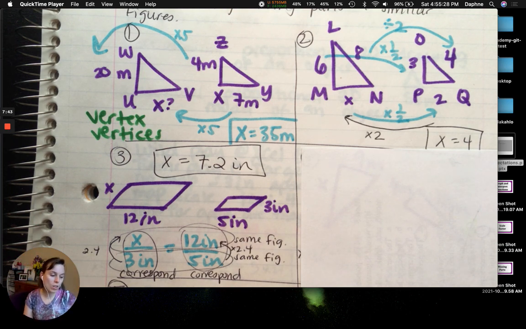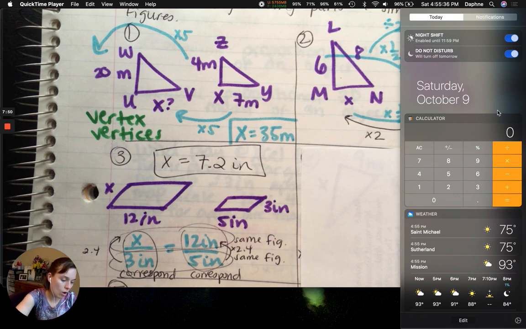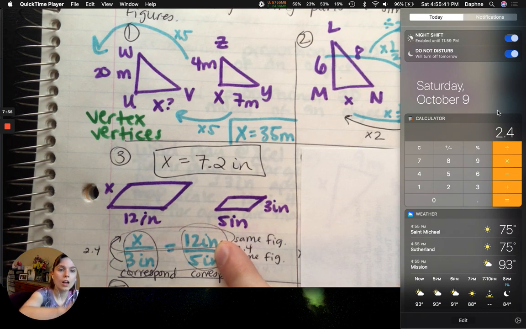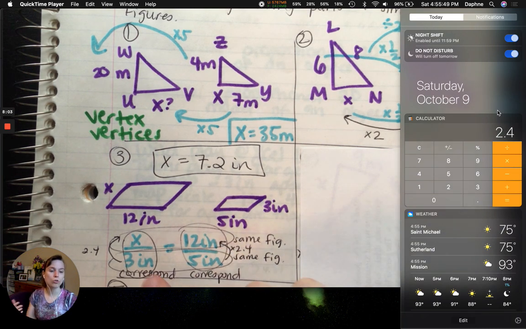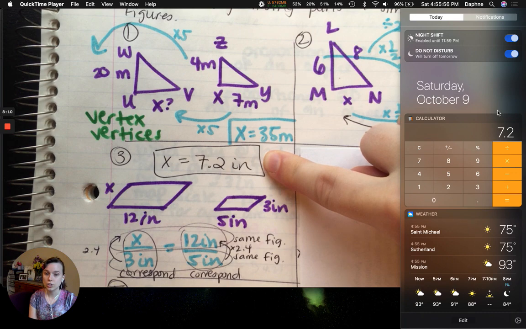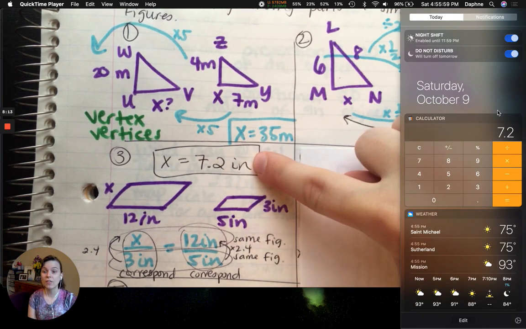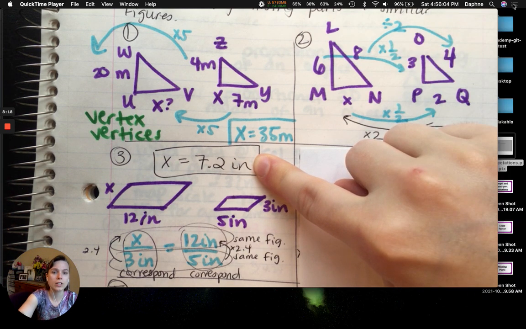All right? Looking at that, we set it up, and then I use my calculator, and I'll put my calculator back up again, and we'll do this. So I did 12 divided by 5. And I got 2.4. So that means 5 multiplied by 2.4 gets me 12. So that's my scale factor. So then I do 3 times 2.4, so times 3, and I get 7 and 2/10. Okay? So 7 and 2/10 inches. They gave me inches, so I better have inches on my final answer. Make sure you have those units. All right, I'll close the calculator down.